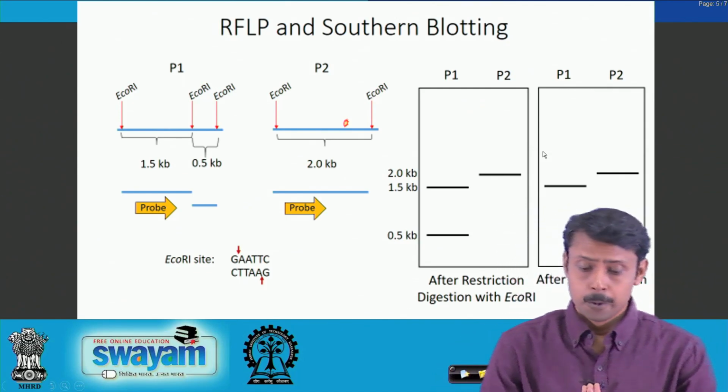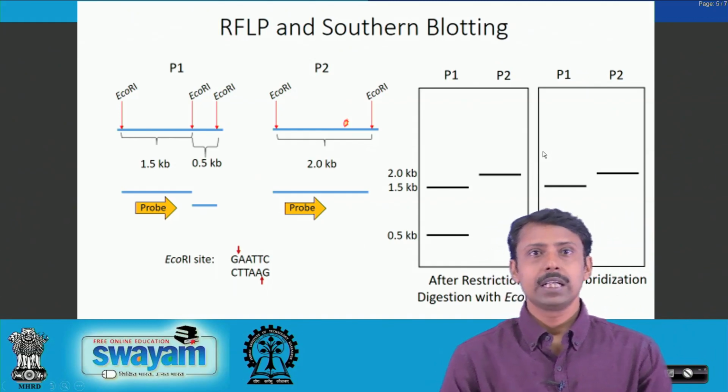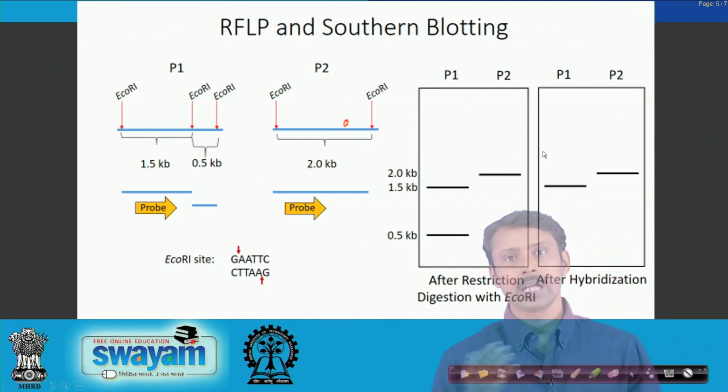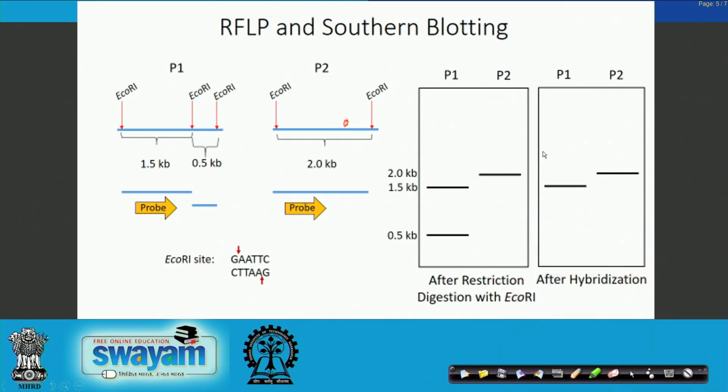As I mentioned, RFLP is a restriction digestion and hybridization based technique. In RFLP, let us assume we have two different rice plants, one is P1, another one is P2. In the rice plant, suppose a particular chromosome has been shown. In that chromosome, in the case of P1, 3 EcoR1 restriction sites are available. Now, what are restriction sites?